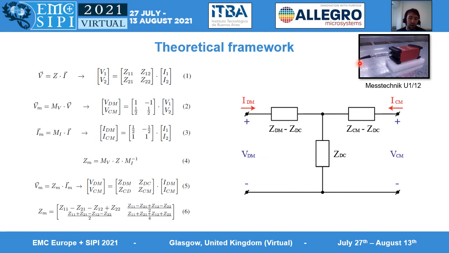Here the modal impedance matrix is expressed in terms of the differential mode impedance, the common mode impedance, and the mode conversions, which, thanks to the reciprocity of this network, the common to differential mode conversion is equal to the differential to common mode conversion. That means that this impedance is the same regardless of the branch.